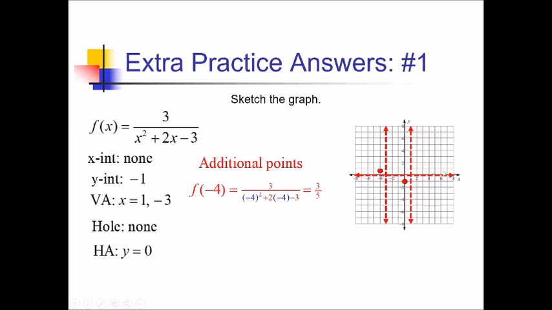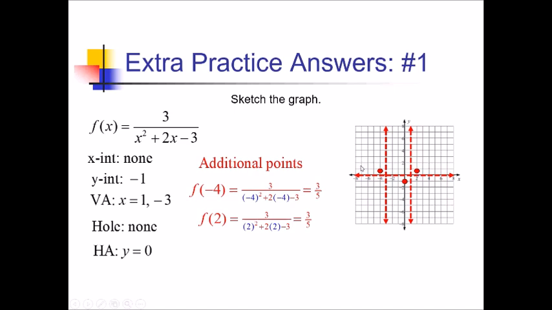I do need another point on the right side though, so I'm going to pick x equals 2, seems easy enough. So plugging 2 into the original function, we've got 2 squared, which is 4. 2 times 2 is 4, so that's a grand total of 8 minus 3, or 5. So hey, what are the chances? This also comes out to 3/5. So we've got 2 comma 3/5 right there.